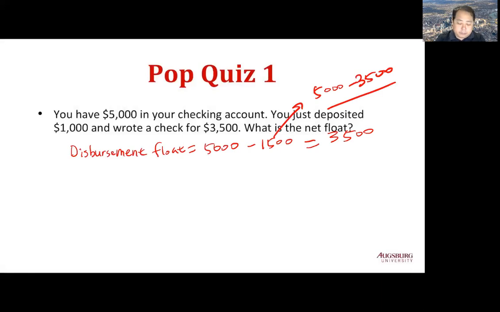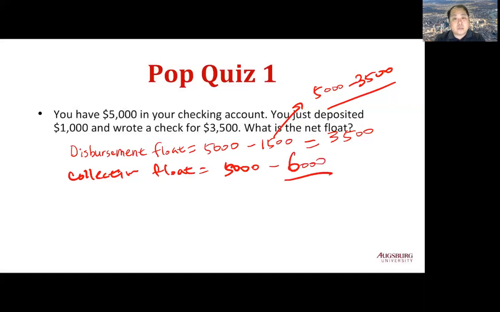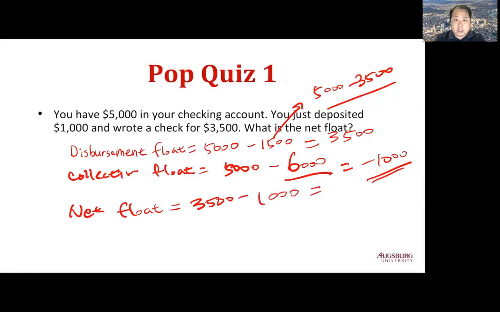And collection float is 5,000 minus 6,000, which adds 1,000, the amount of the check we deposit, negative 1,000. So net float equals 3,500 minus 1,000, equals $2,000. This is the end of the first part. See you in the second part.